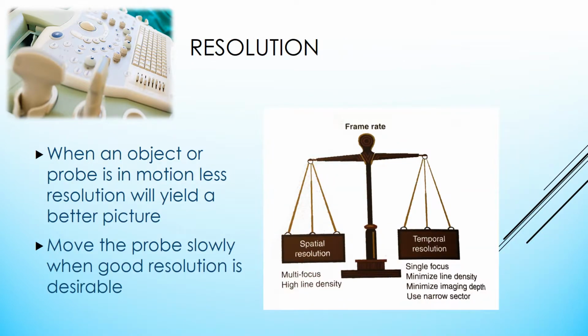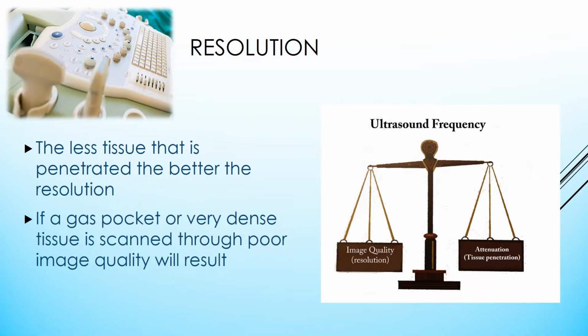When an object or probe is in motion, less resolution will yield a better picture. Move the probe slowly when good resolution is desirable. Remember in an emergency that slow is fast. Use the shallowest depth possible that will yield a safe result without using the zoom. It's always going to be a trade-off between spatial resolution and temporal resolution. The less tissue that is penetrated, the better the resolution.